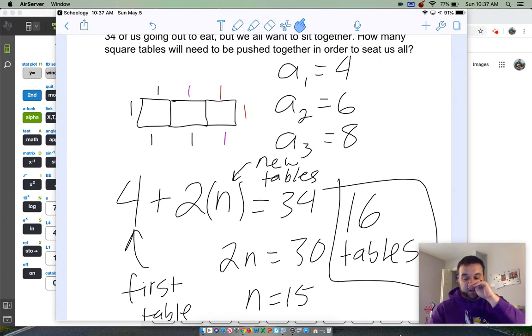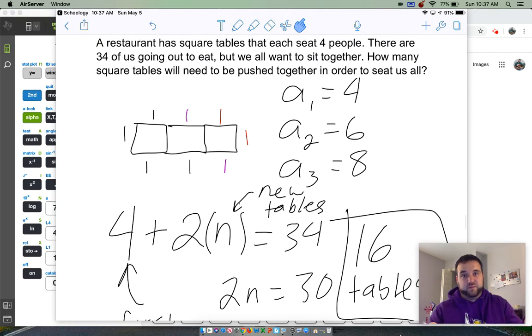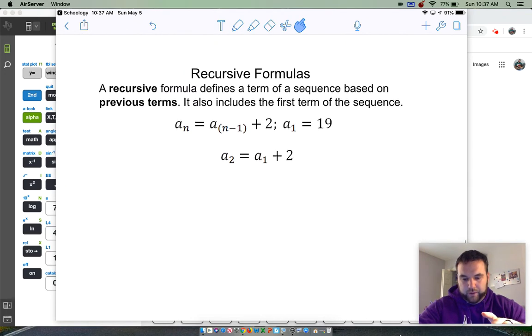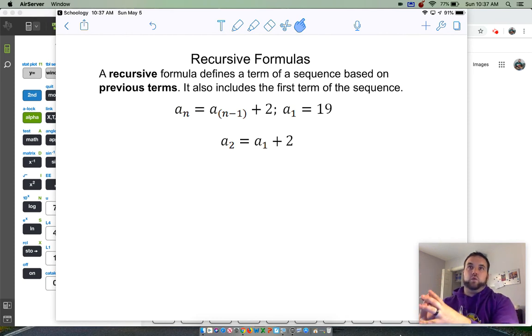Again, many ways to solve this problem, as is with math. Like there's multiple ways to attack it. This is just another way to think about it. Okay, so explicit formulas were you want to jump to the 10th term, take the number 10, and do something with it. Plug it into some sort of equation.